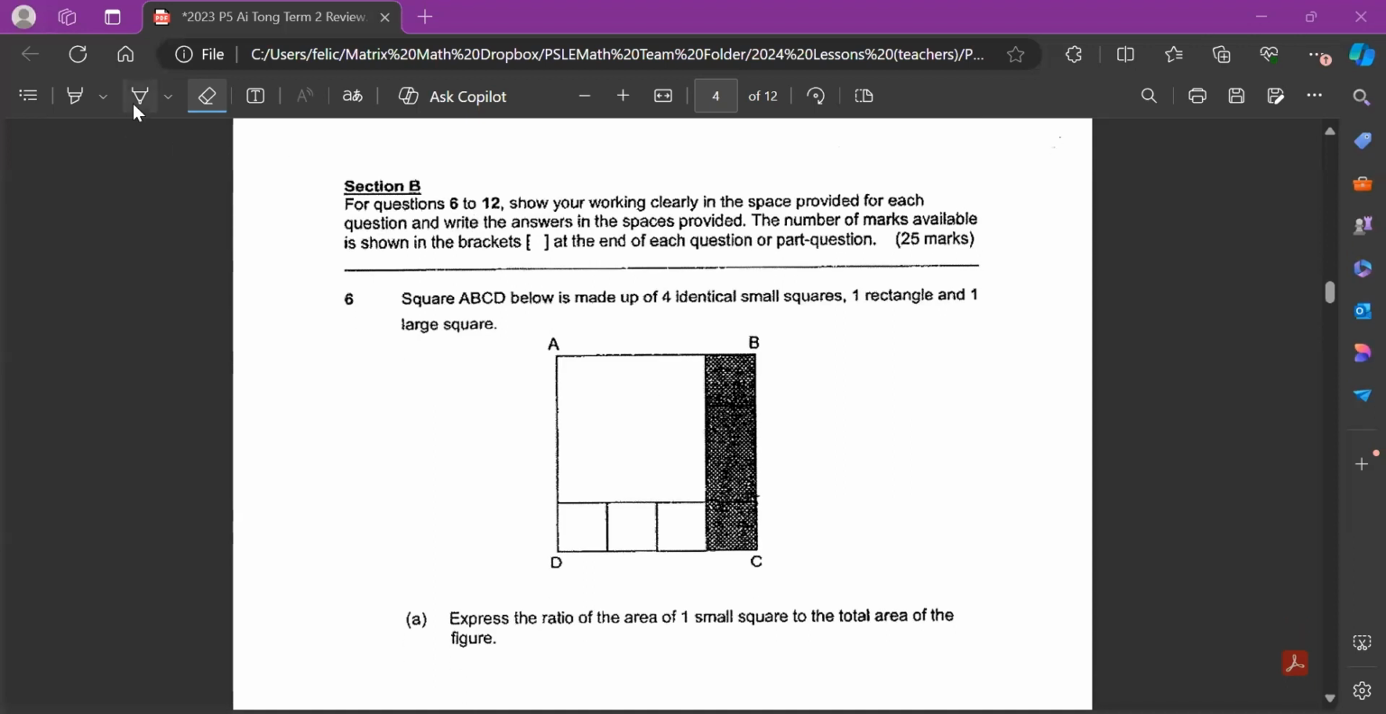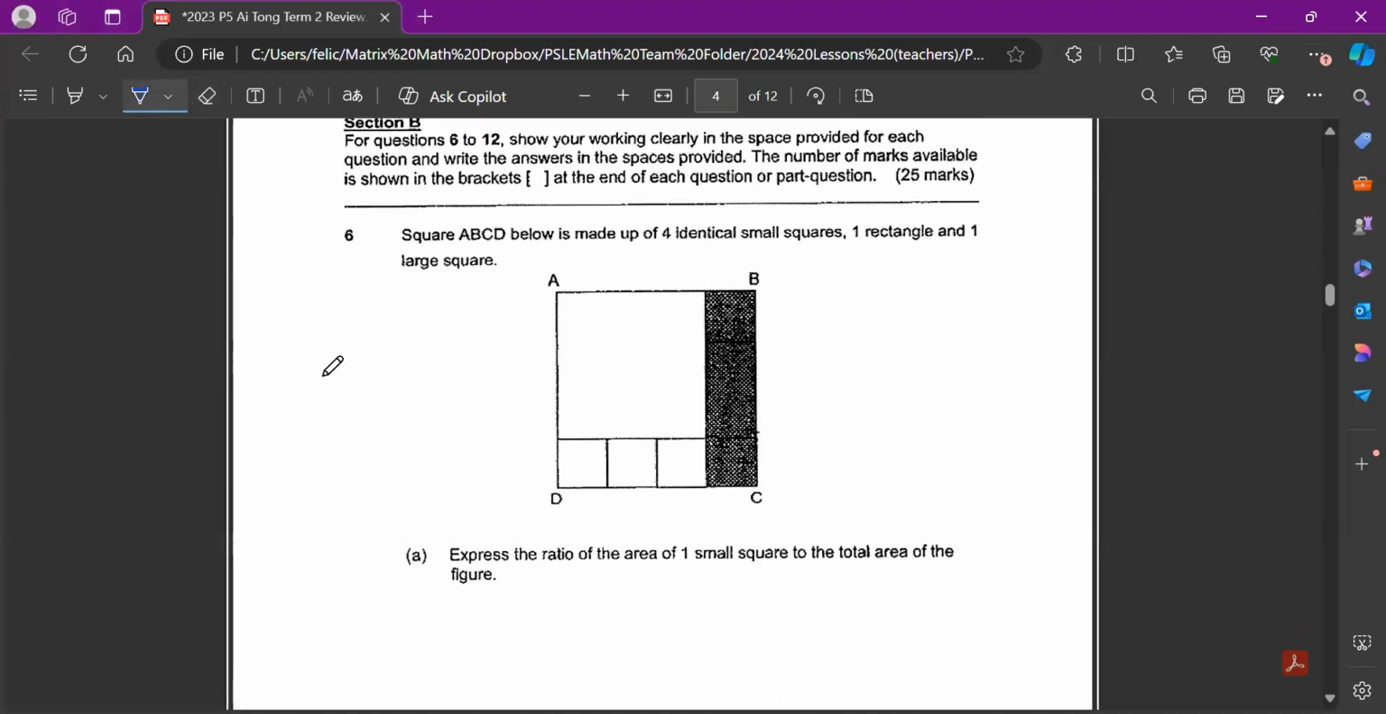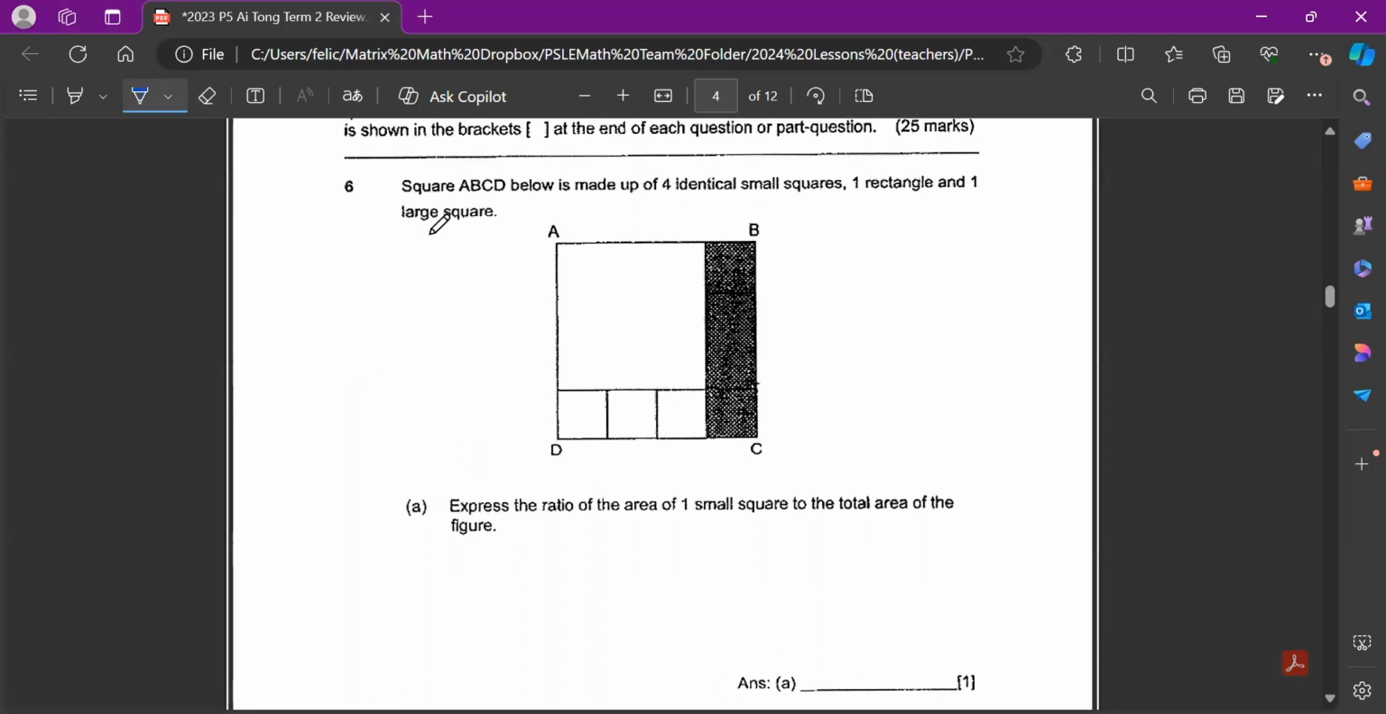Okay, we are moving on to section B, question 6. This section onwards deals more with word problems. Square ABCD is made up of 4 identical small squares, 1 rectangle, which is this, and 1 large square, which is this one. Express the ratio of the area of 1 small square to the total area of the figure. Notice that they didn't provide any measurement: no sides of squares, area, or perimeter. No values at all. They simply want a ratio of the areas.